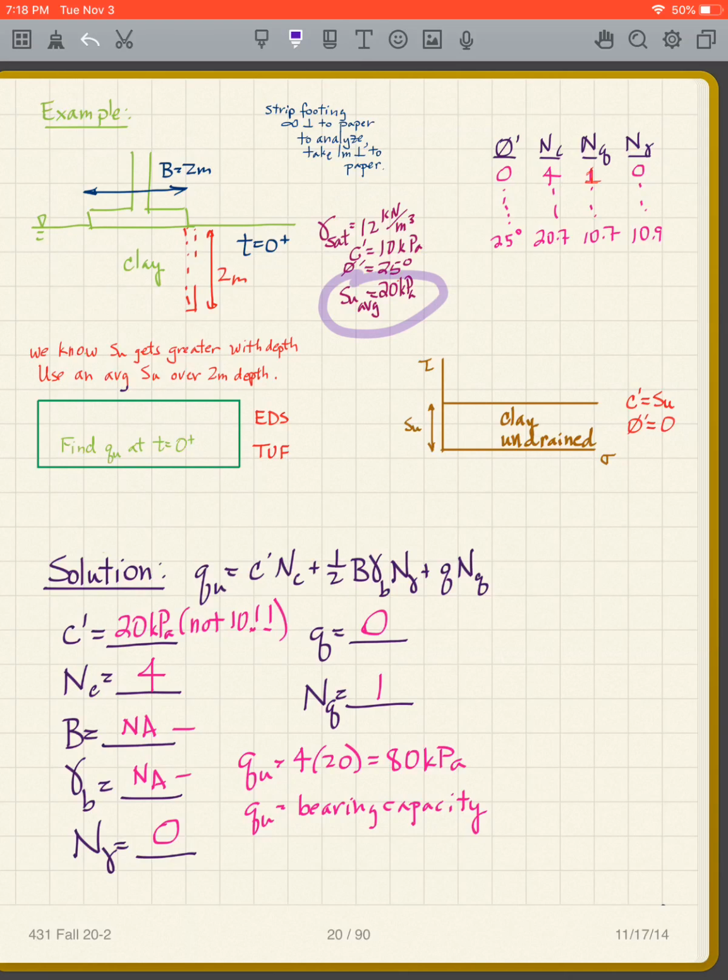equals 20 kilopascals. What do I mean by that? Well, we know that SU gets greater with depth. We spent several weeks covering that topic. But for these problems, typically we use an average SU over the depth, 2 meters. In other words, B is 2 meters.